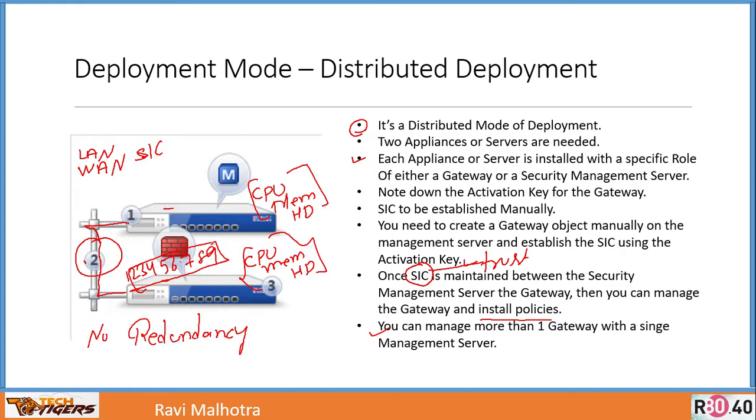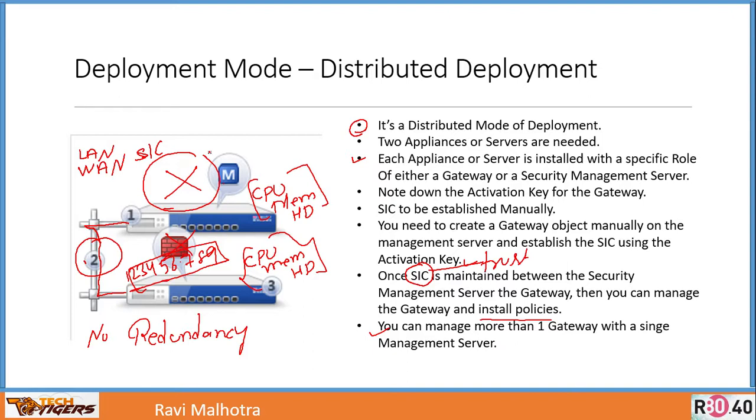Now, what if the firewall goes down? What will happen, guys? The moment the firewall goes down, the whole production is down. And what if the management server goes down? If the management server goes down, there is no immediate production outage.